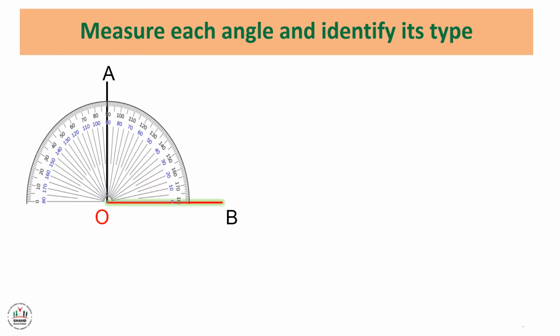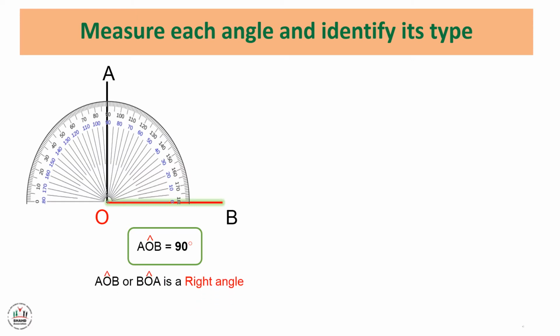So the angle AOB or BOA is equal to 90 degree. So the angle AOB is equal to 90 degree. Now what the type of this angle? Very good. This angle is a right angle. So AOB or BOA is a right angle because the angle is equal to 90 degree.